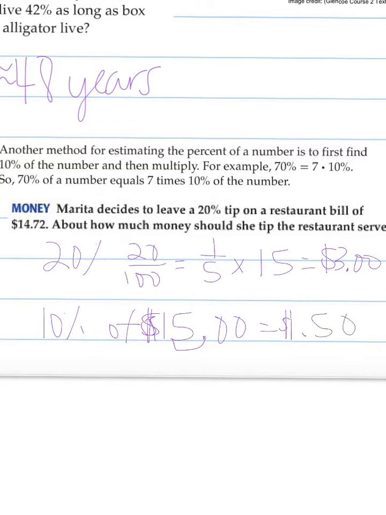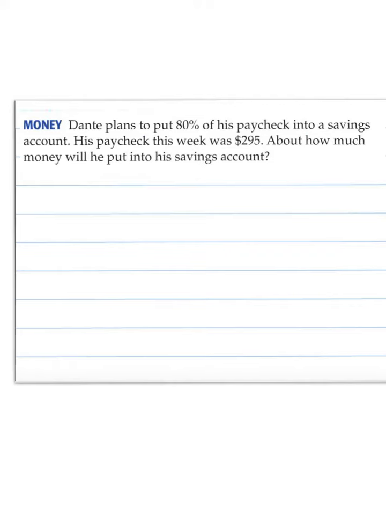Okay, so if she wants to leave 20%, we would then take that $1.50 and times it by 2, which equals 3, so she would tip $3. So two different ways to do it, either finding the 20% or finding 10% and then doubling it since we're looking for 20%. Another example to try here.